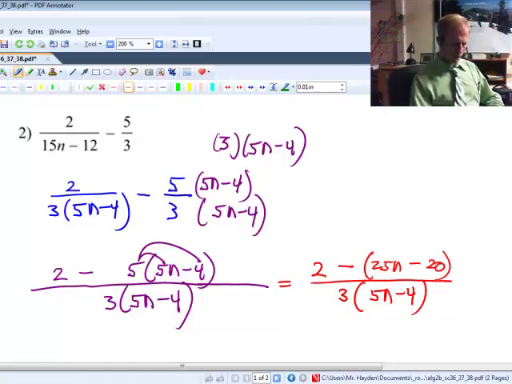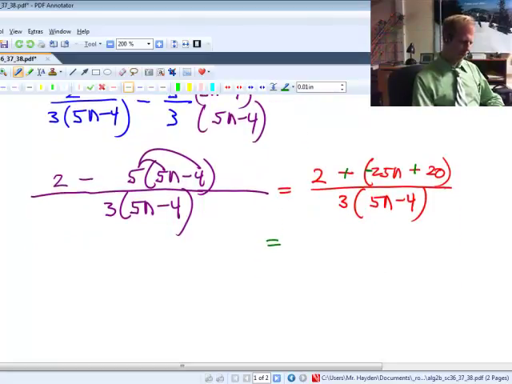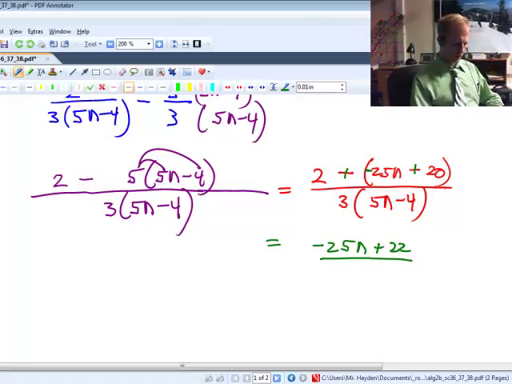Now I'm subtracting a polynomial, so I need to change the minus to a plus and reverse the sign of each term inside the parentheses. My last step is just to combine like terms. I can do that with the 20 and the 2, giving me negative 25n plus 22, and that's all over 3 times 5n minus 4.